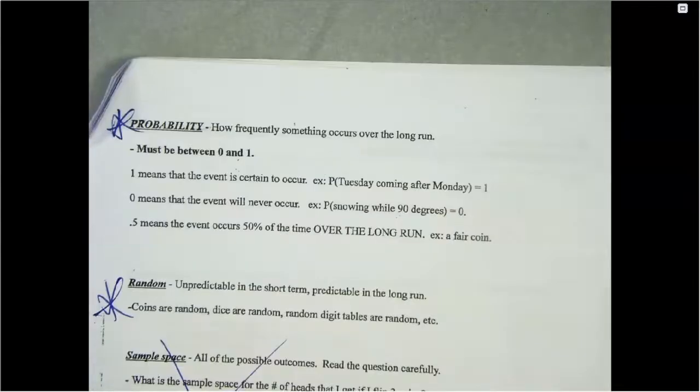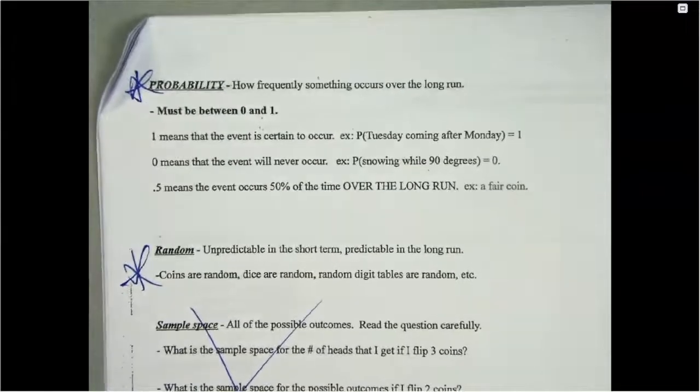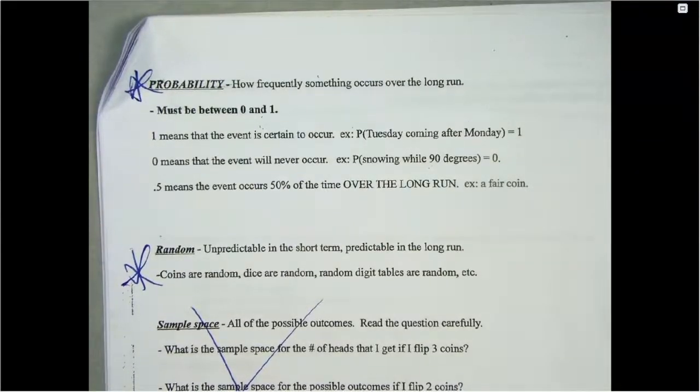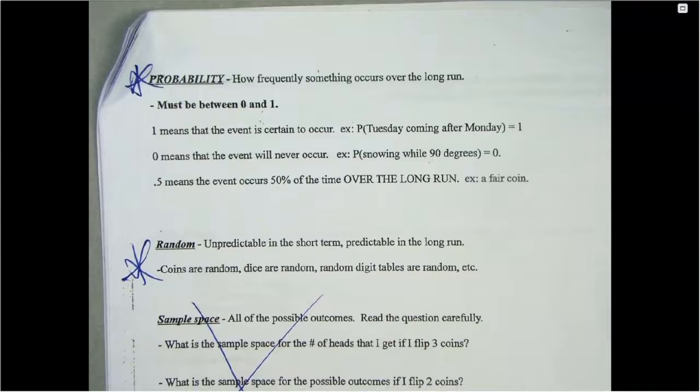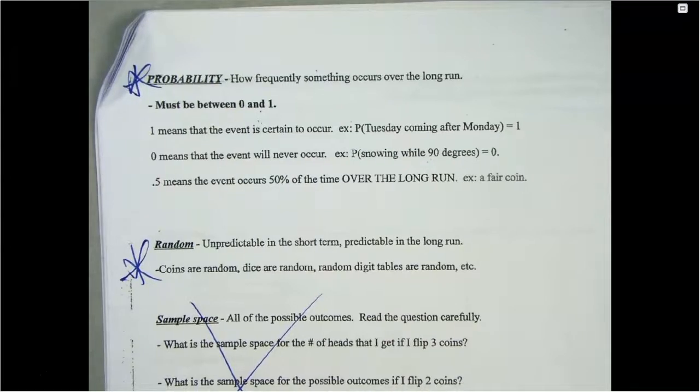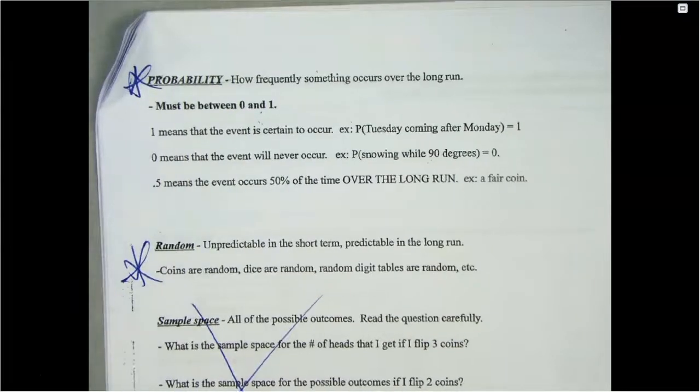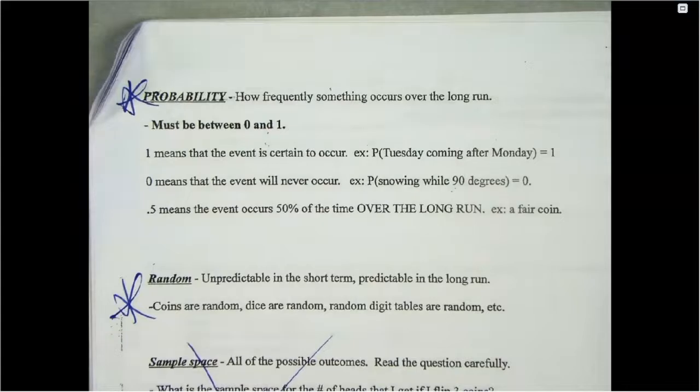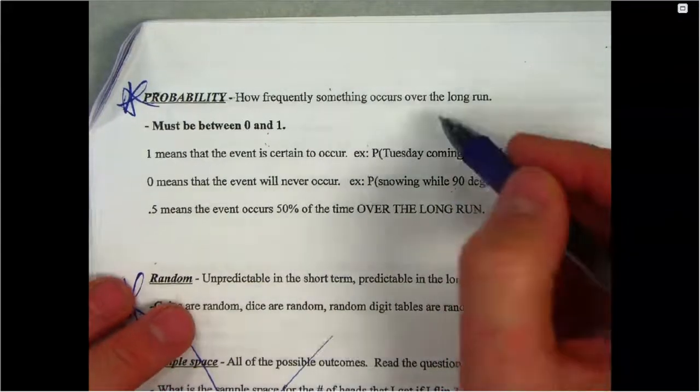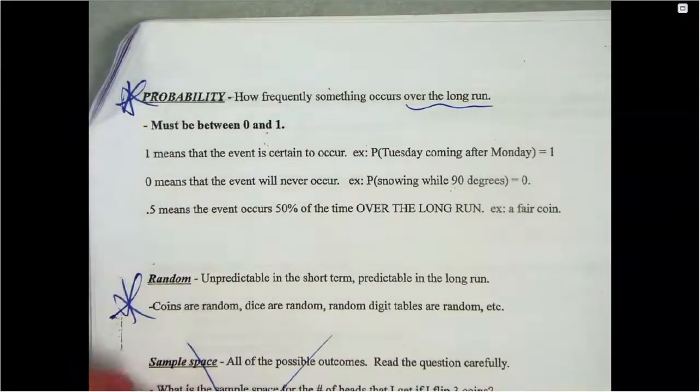Alright, go back to the front page. Some of this we're not going to worry about as much. You do have to know what these two words mean. Probability is how frequently something occurs over the long run. So the long run is the big idea that they want to get across.